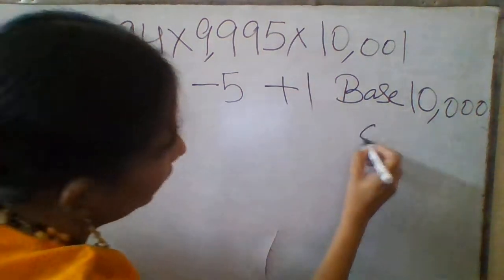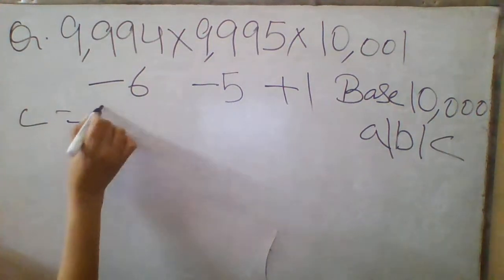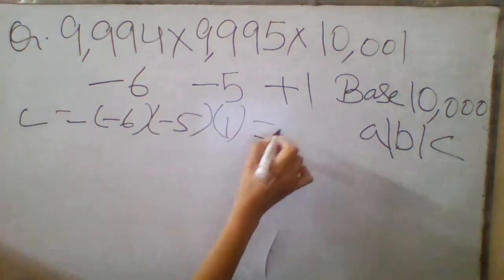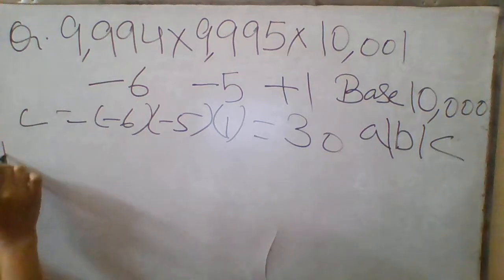So you know that you have to find out the value of A, B, C. Now C, what will you get? Minus 6 into minus 5 into 1. So that will be 30 because minus into minus will be positive. Now you see how fast.